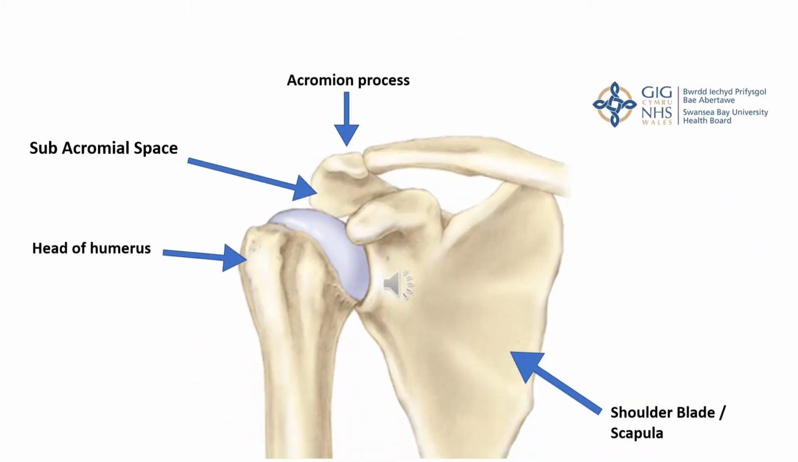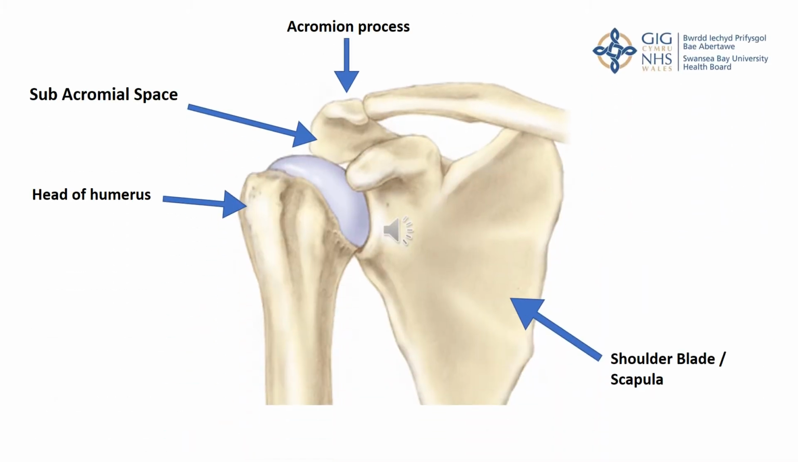In the next few slides, we're just going to take a little look at the anatomy of the shoulder. This is a view of the shoulder looking directly from the front. From this diagram, we can identify the subacromial space. It is beneath the acromion process, which is a bony prominence attached to the shoulder blade itself. Within the subacromial space, we have rotator cuff tendons and the subacromial bursa. These structures can be responsible for subacromial pain. For further detail of the anatomy of the shoulder, please refer to the next slide.